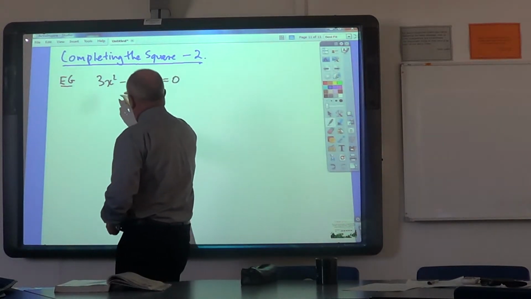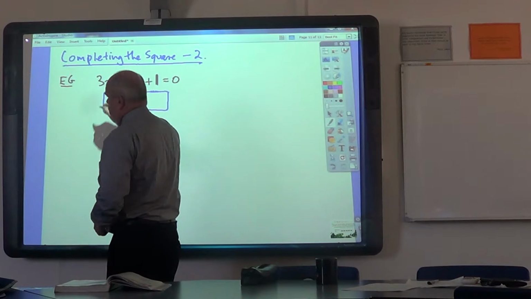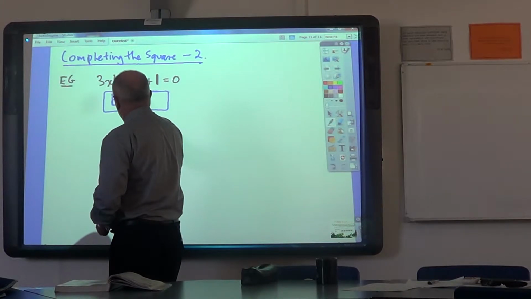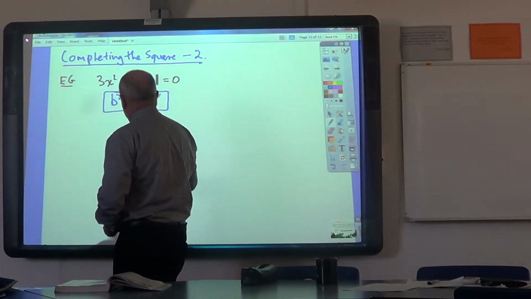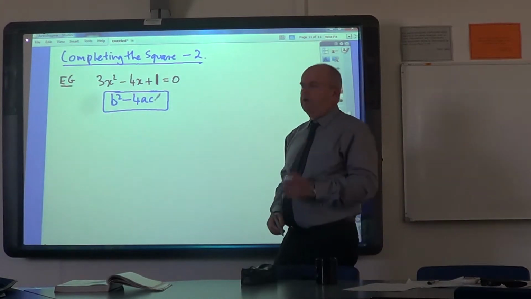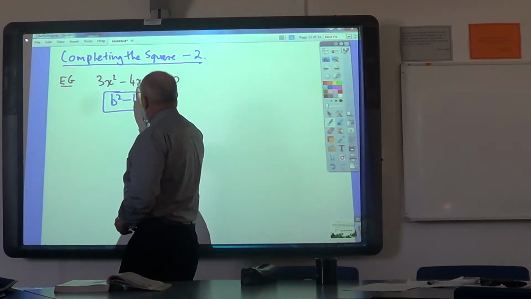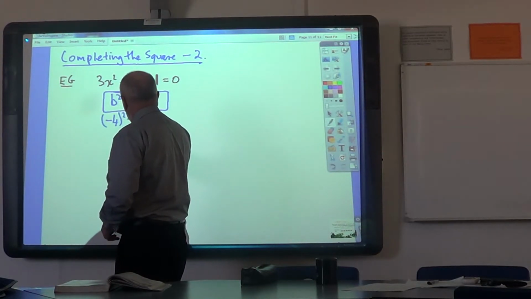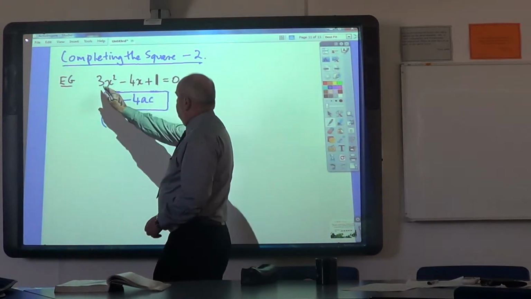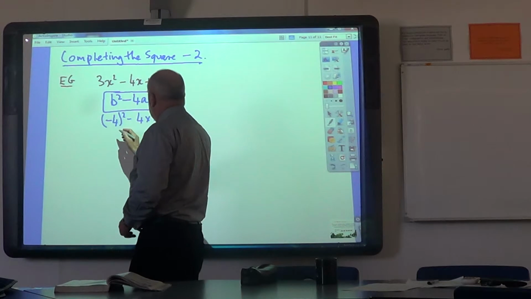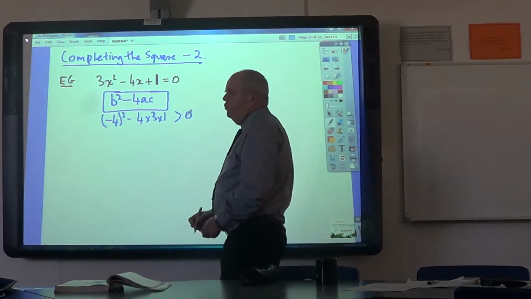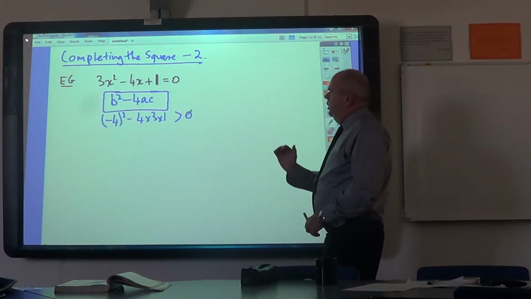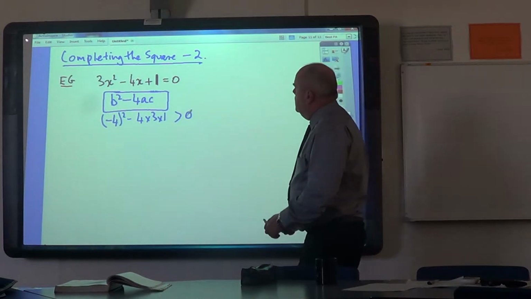We know that we can use the discriminant to ascertain how many solutions there are to a question. The discriminant is equal to b squared take 4ac. That's going to tell us how many solutions there are. Let's have a look. So b in this case is negative 4, so it's negative 4 all squared minus 4. A is 3, and C is 1. So that's quite clearly greater than 0. I'm expecting there to be two solutions to my equation, so completing the square is an appropriate method to use.